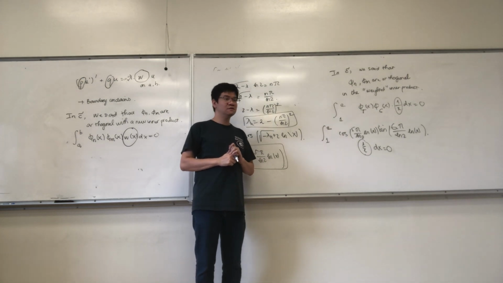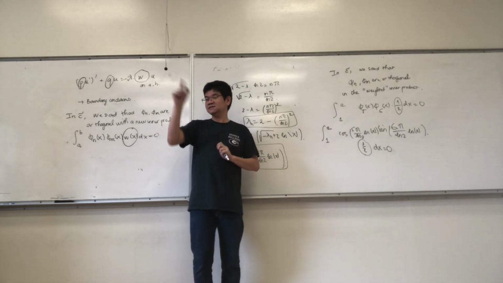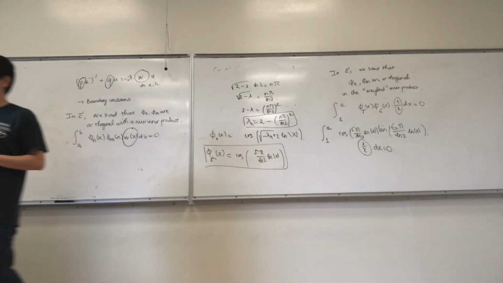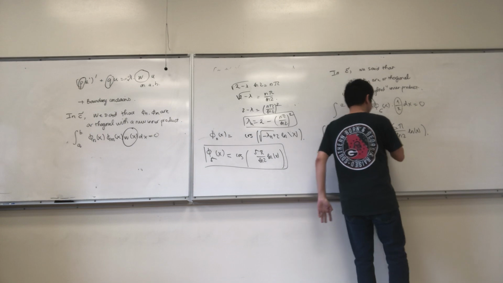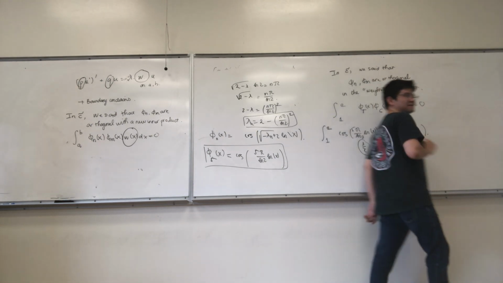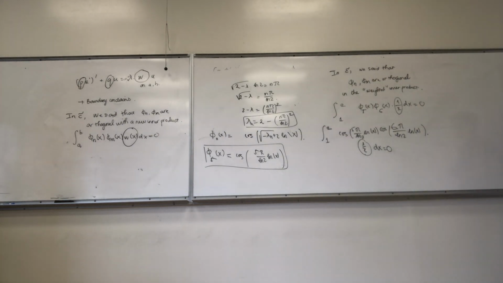Other questions? Yes? Why is it using sine with BN? Can you show the back of the paper, please? So yes, this is cosine. All right. So yes, there was a mistake.